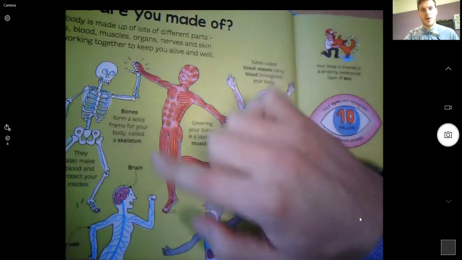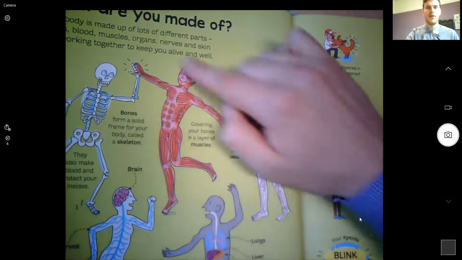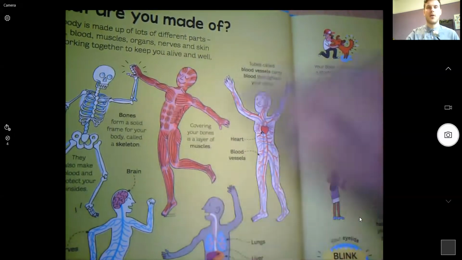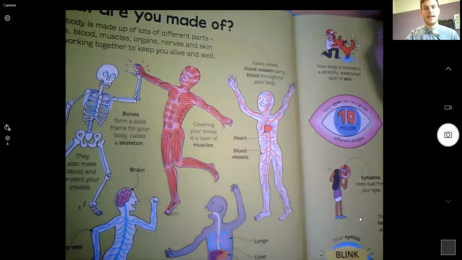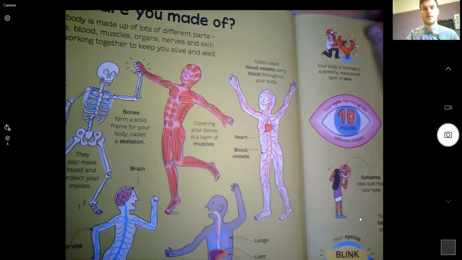We're not just bones though. In our human body, we are also made up of muscles, okay? We've got lots and lots of muscles that cover our whole body. On your diagram, can you add in some muscles? And muscles are really important because they help us to move.